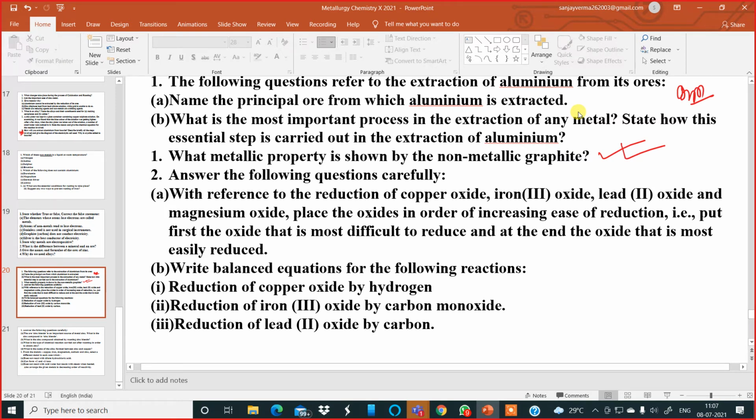Okay, most difficult to reduce is which one? Just one answer. Most difficult among these to reduce is magnesium oxide, followed by iron, lead, and last is copper oxide. Okay. Then come down to number B. Write balanced equations. Find the equations for this also. Okay. Then we go to the next slide.